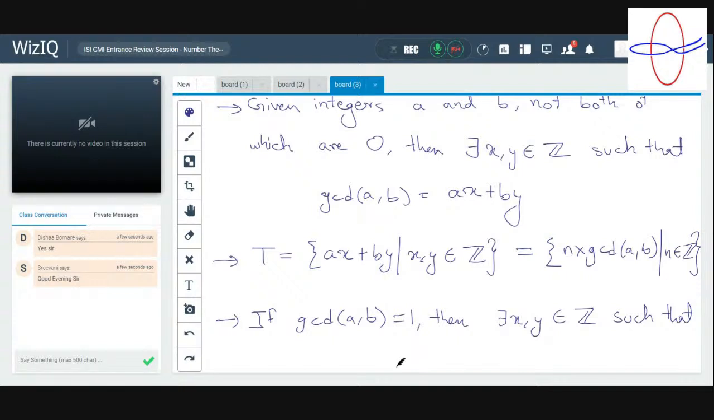Such that ax plus by is equal to 1. Great.